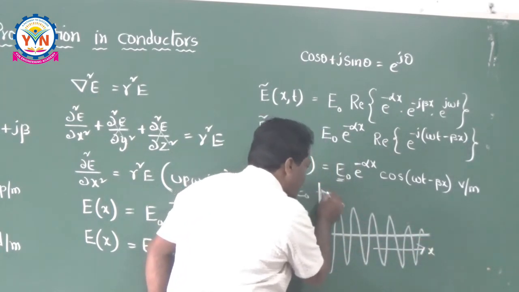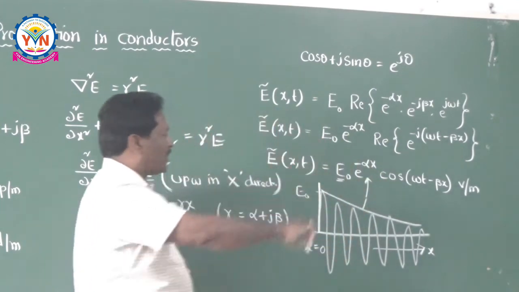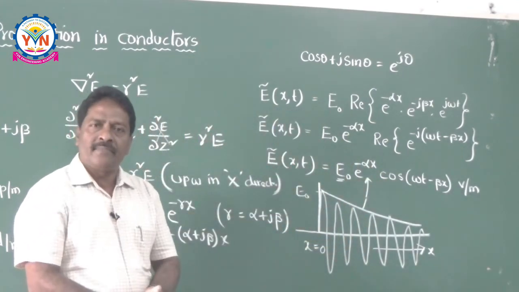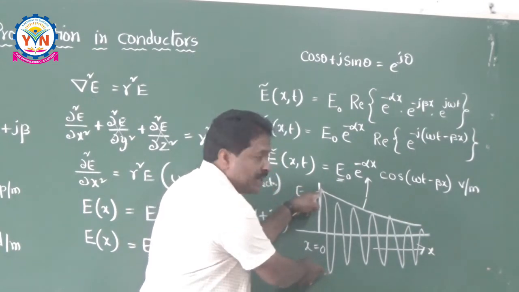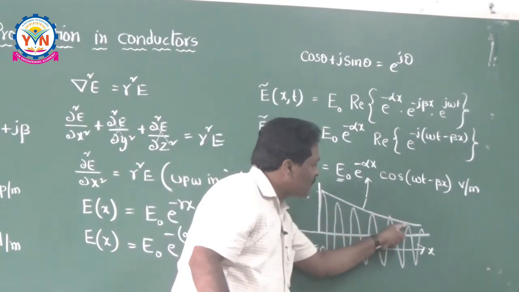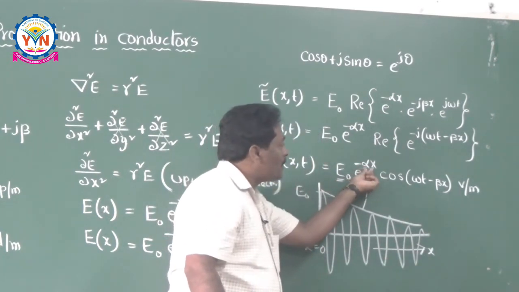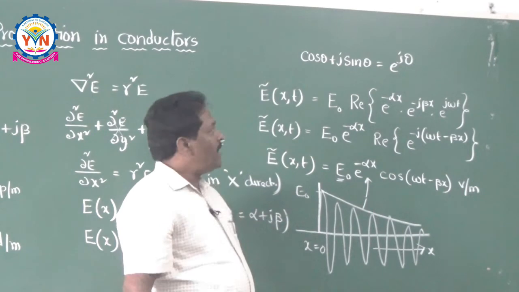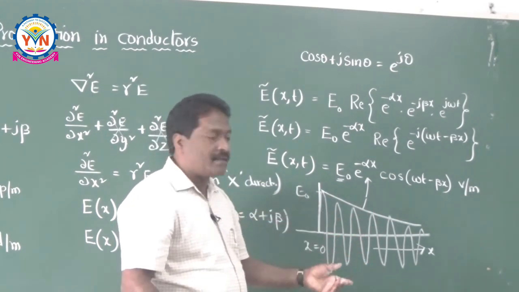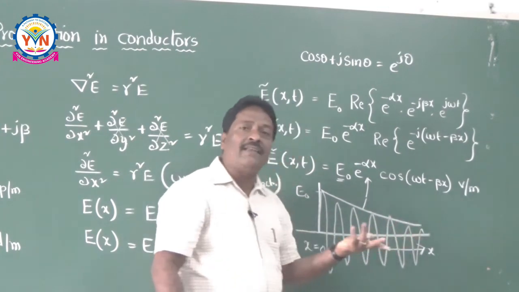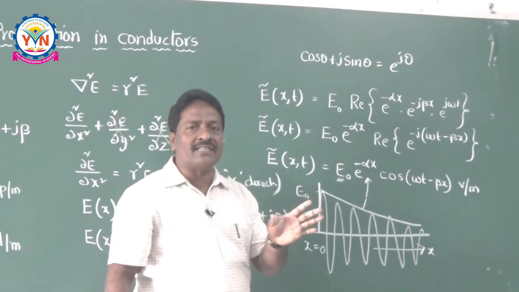Whatever variation I am observing here is nothing but e to the power of minus alpha x. Initially it has an amplitude of E naught, but its amplitude goes on decreasing with respect to distance, because E naught is multiplied by e to the power of minus alpha x. But if you compare this with a wave in free space, it is not happening there, because alpha is equal to 0. So alpha equal to 0 means there is no question of attenuation in free space.